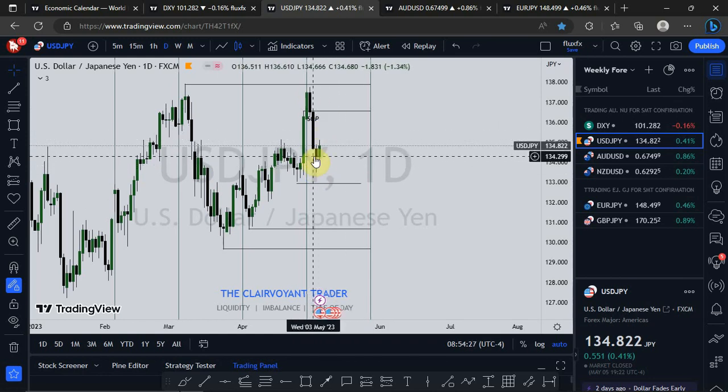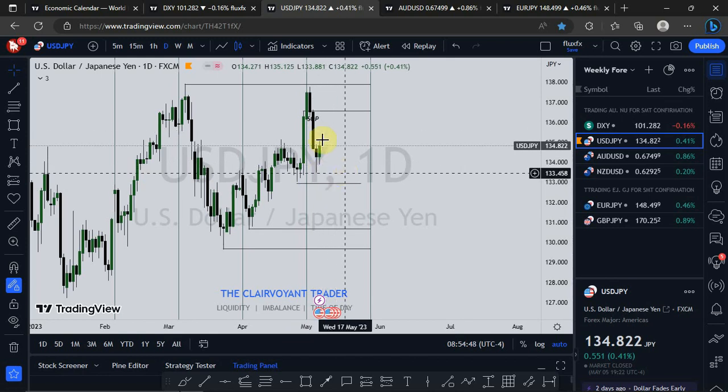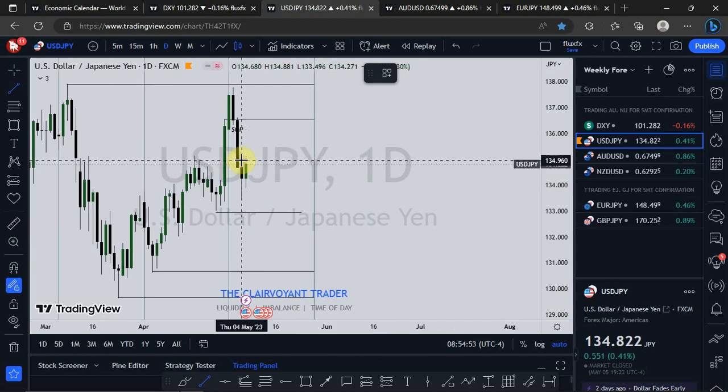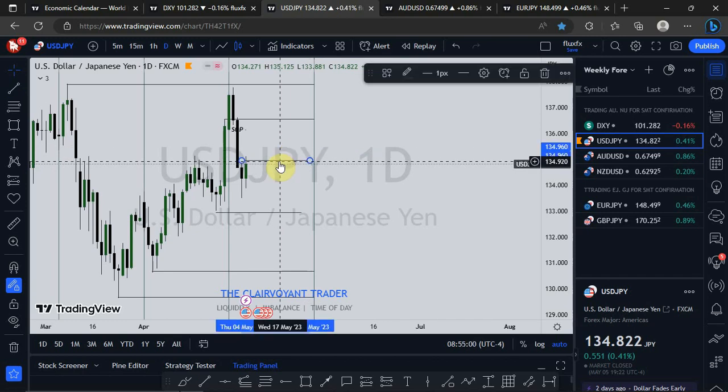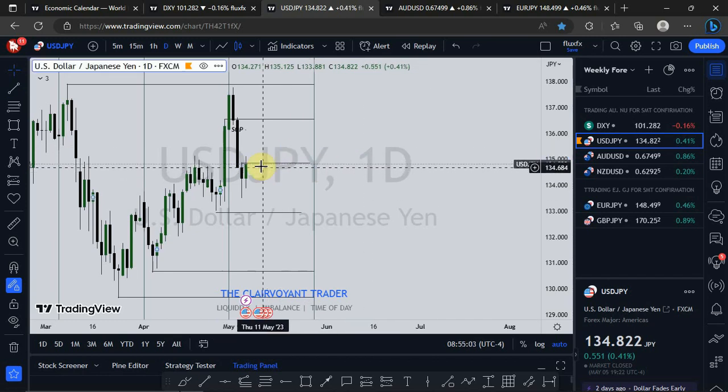A higher low on the left and a higher low on the right. Even though you are not seeing this, this is still a low. So a higher low on the left and a higher low on the right makes up a swing low. Going into next week, let me mark out this high. I'm looking at how price is going to react around this high.